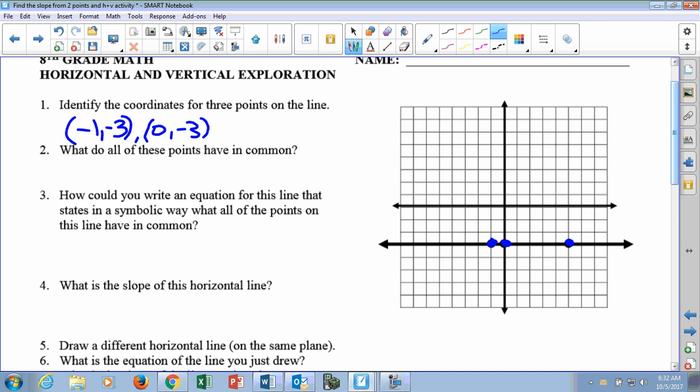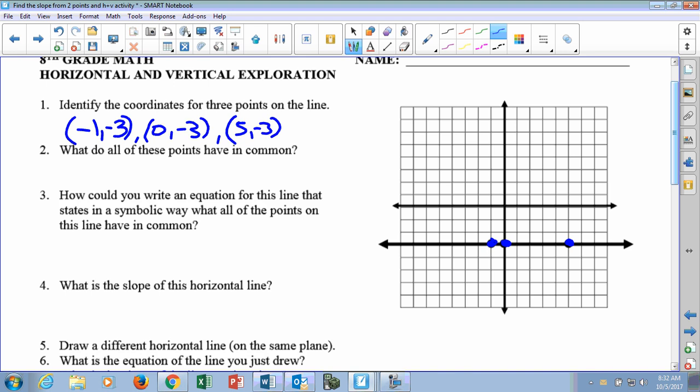No. Then we go to the right. Yep. 1, 2, 3, 4, 5, and then down 3. So this is 5, -3. All right, so we got 3 points. Look at these 3 points. What do all these points have in common? What do all the points have in common?